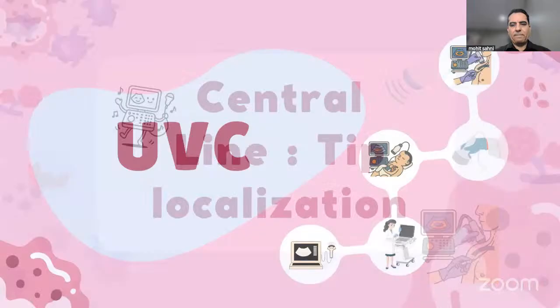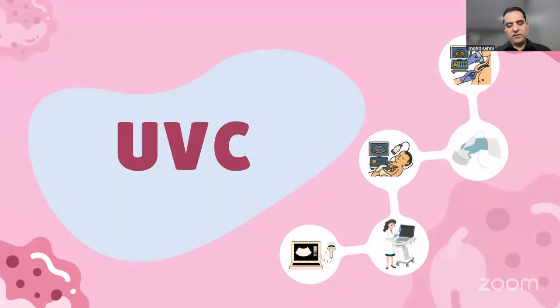Okay, so first we'll talk about the UVC. When we talk about the UVC tip, you have to follow the route of the UVC. Generally, when we talk about localization of the tip of the UVC, we tend to see it in the IVC, but actually the UVC is not passing through the IVC.